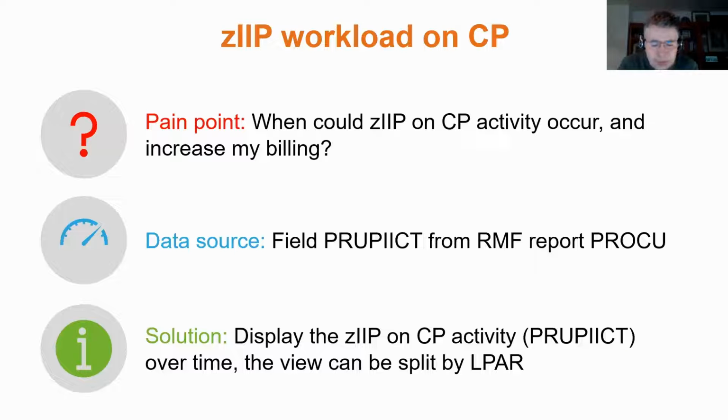You want to identify if some zIIP eligible activity occurs on general processor and potentially increases your billing. You can see on the slide how to achieve this goal thanks to the PROCU RMF report. Let's take a look at the results.